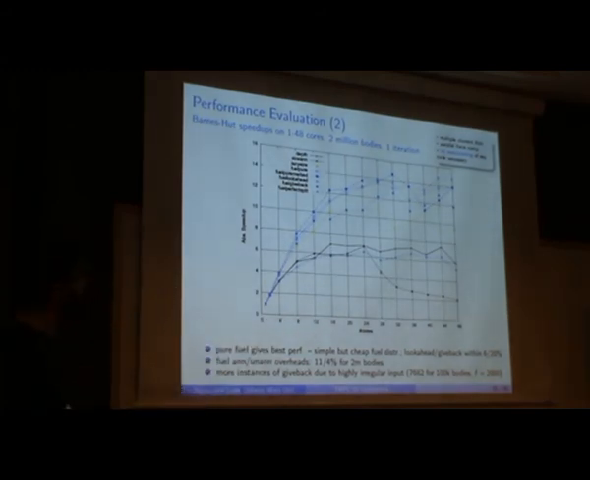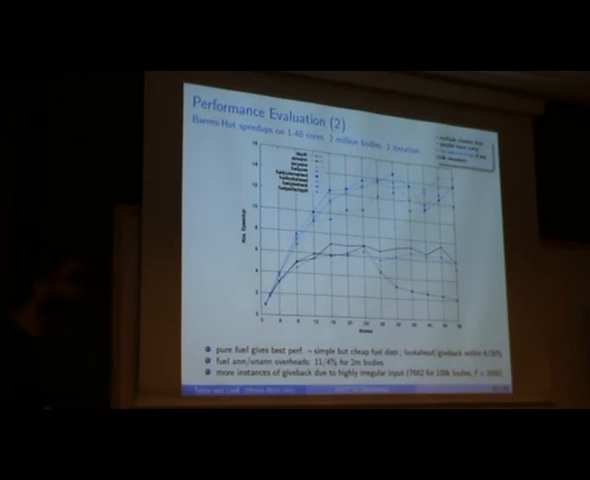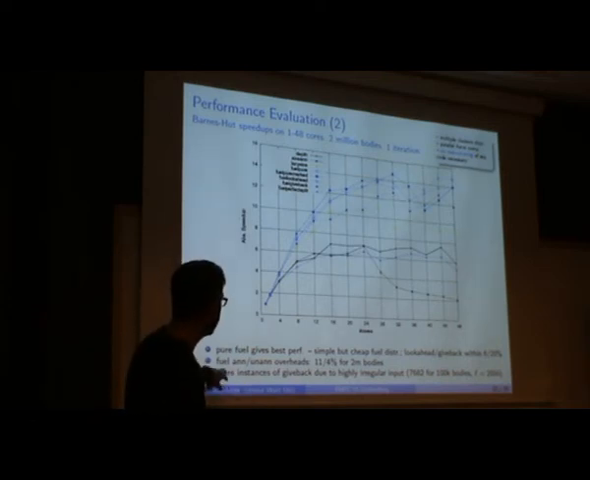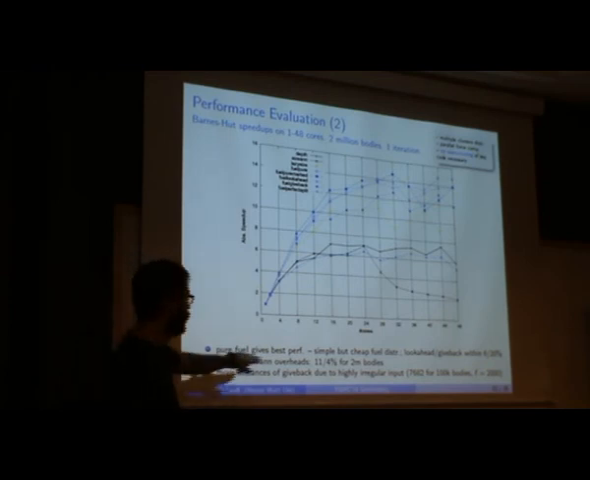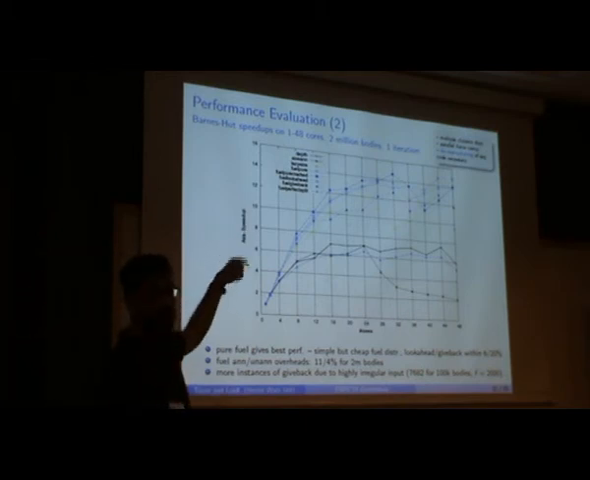So in this case, the pure fuel gives the best performance. This may be because it is simple, and it has cheaper fuel distribution. But still, the look ahead and give back is within 6 to 20% of the best fuel. But we believe that we can make more improvement to get a better result from this strategy. We also know that we have some overhead that we pay for the fuel strategy, around 15% for this input size.